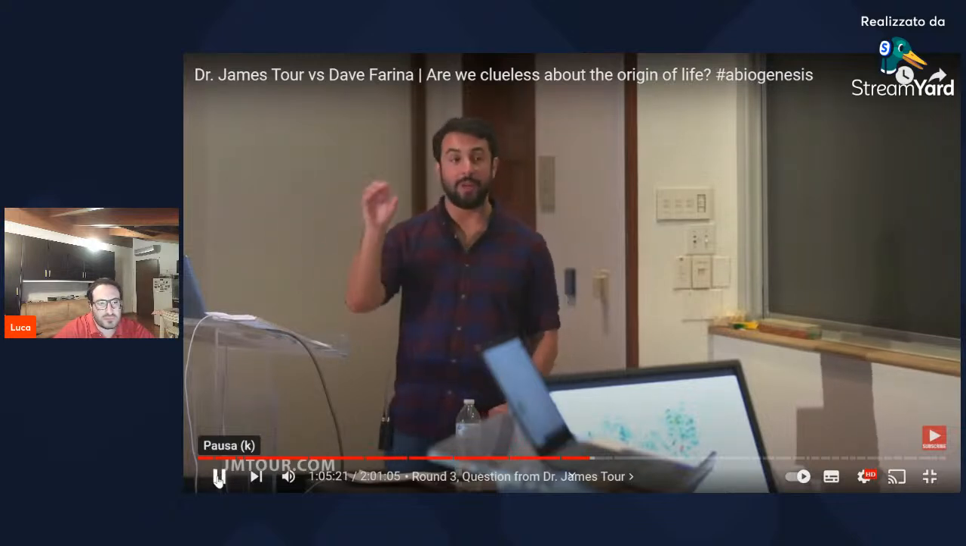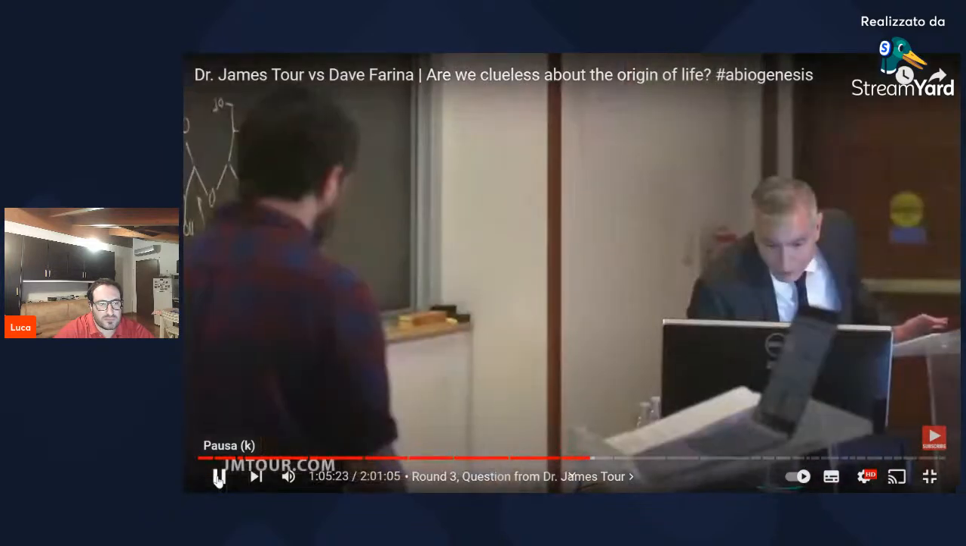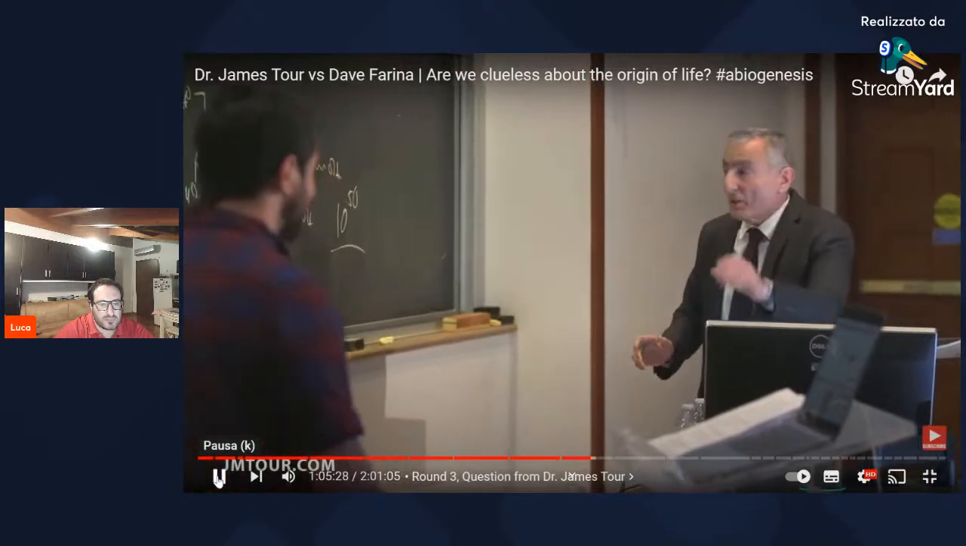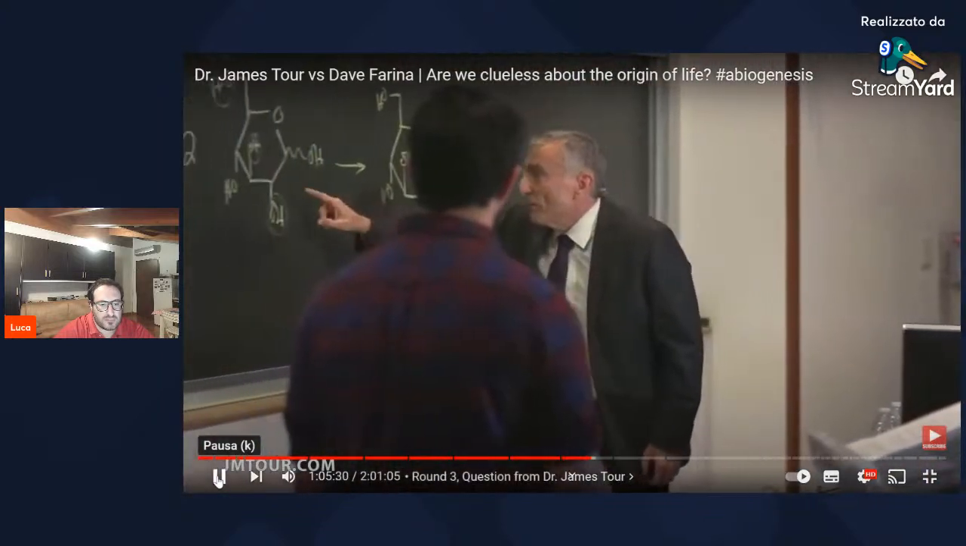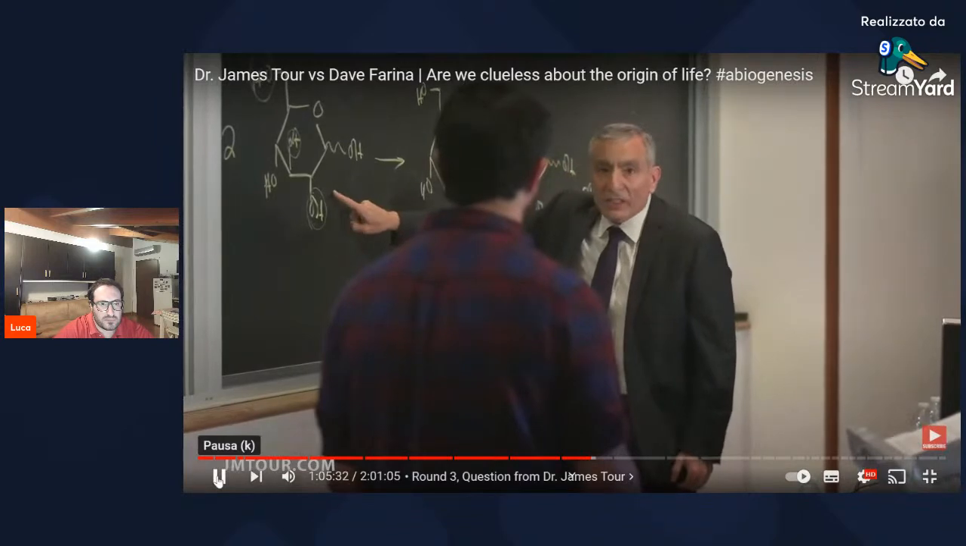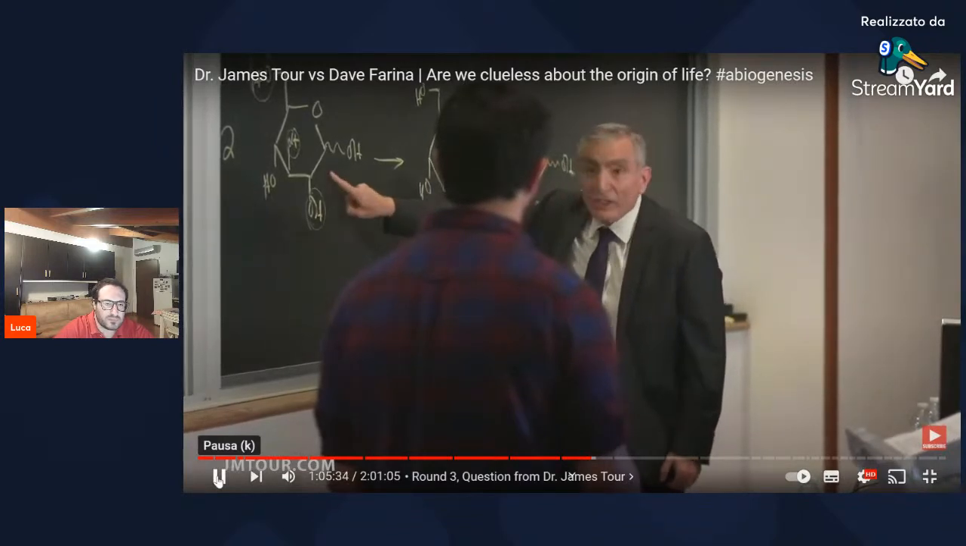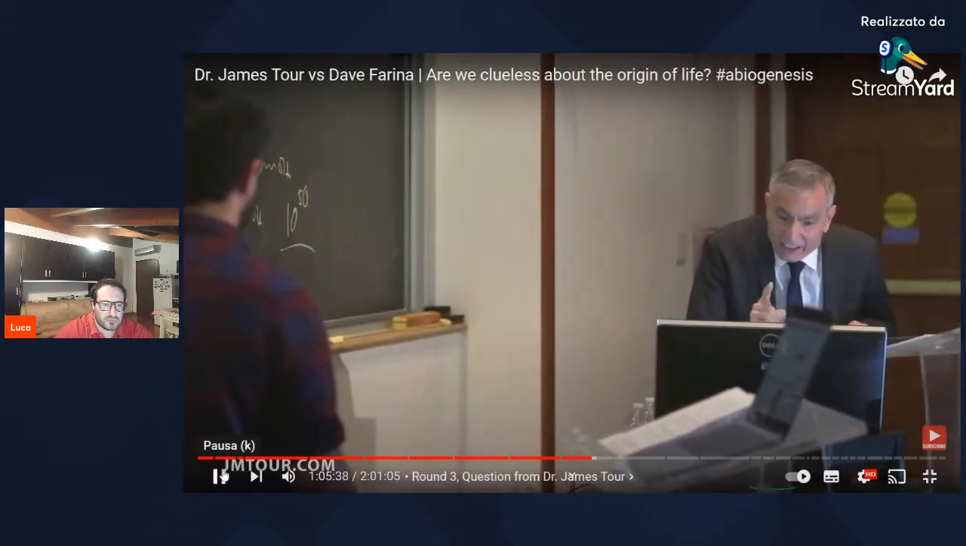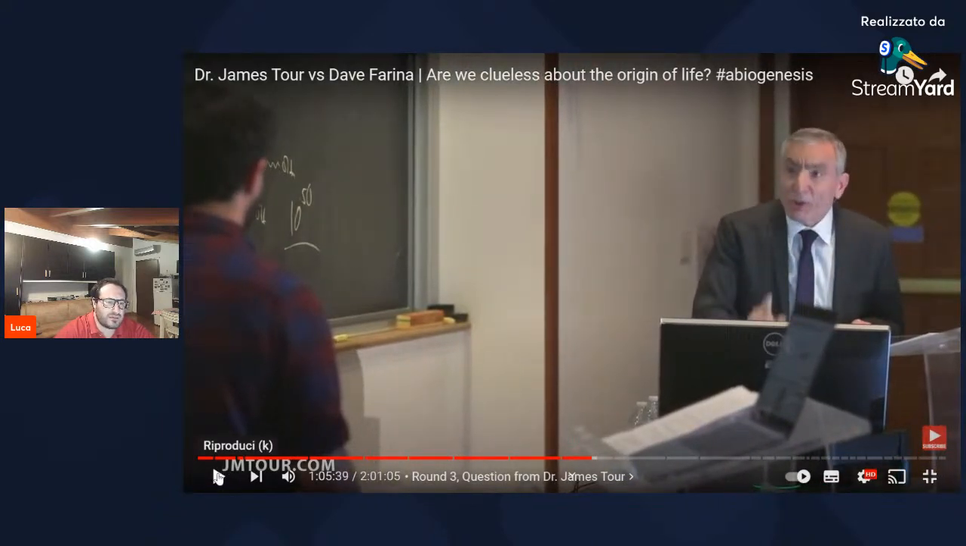Yeah? Well, let's take a look at that. This is a little molecule, right? This is a little 6-carbon molecule. You know how much it took to make this? It takes 11 enzymes.